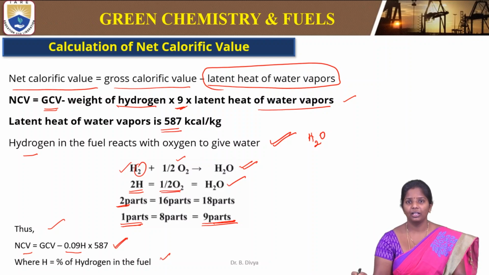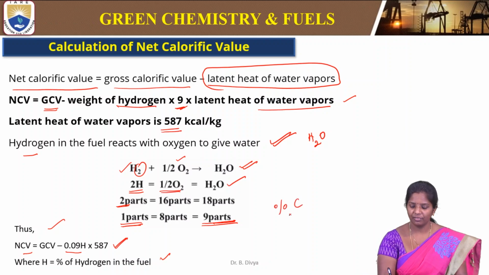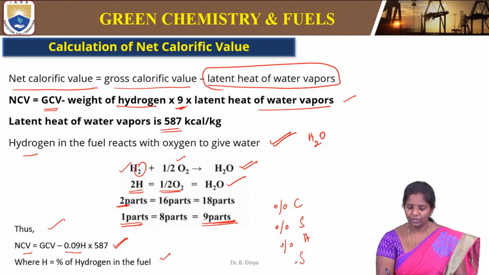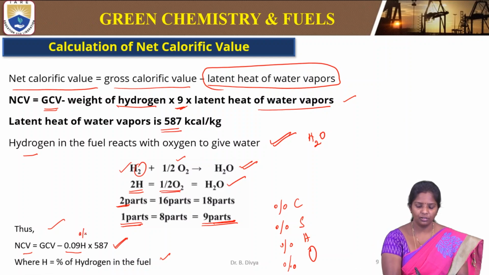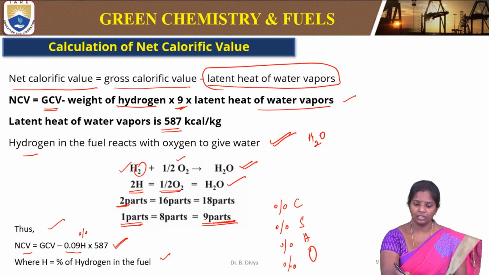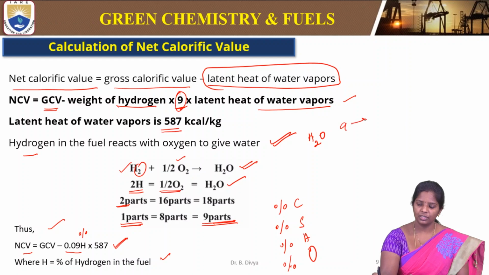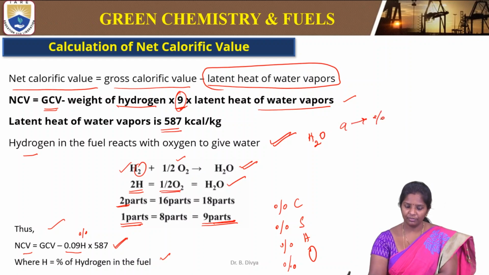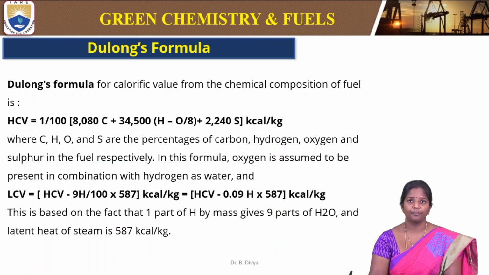Anywhere there is a fuel, it is given as percentage of carbon, percentage of sulfur, percentage of hydrogen and percentage of oxygen. So this is how it will be given. Here we are using the percentage of hydrogen in the fuel, and we are converting that into a fraction, the 0.09, so that we can apply it in the formula.